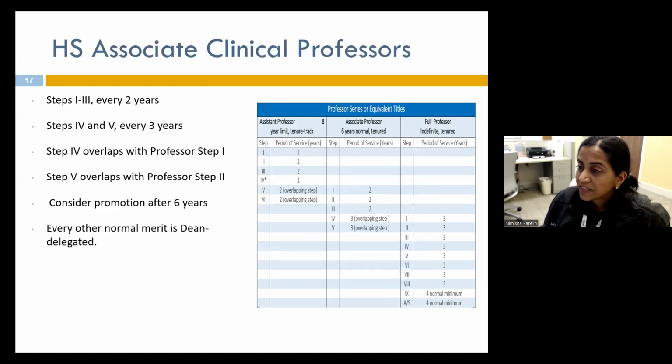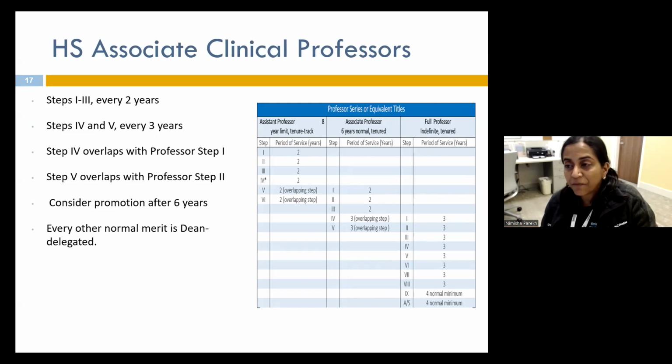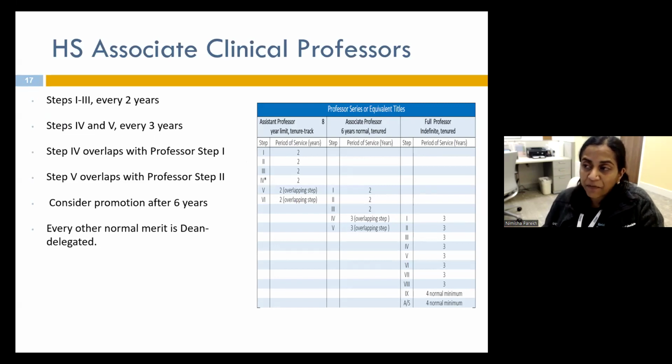So that we're going to skip. Okay, associate professors. As we said, steps 1 through 3 will go up every 2 years. Steps 4 and 5 are every 3 years. And the reason is if you look at this chart, step 4, associate clinical professor, overlaps with professor step 1. And step 5, associate clinical professor, overlaps with professor step 2.